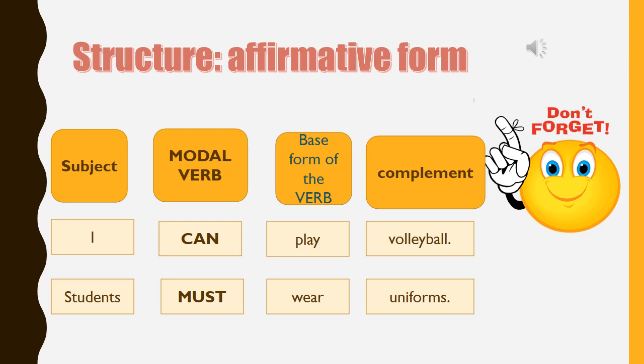Okay. The next example says a student must wear uniforms. So subject, student, the modal verb must, and we use the base form of the verb wear. And the complement or object is uniforms.